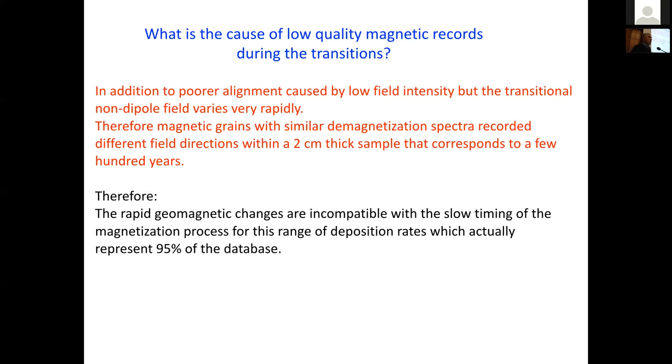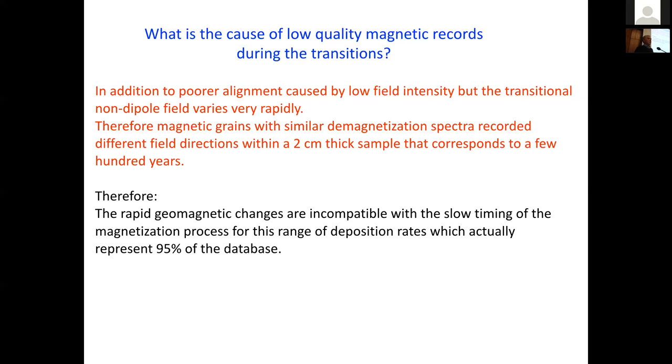So it means, of course, that all records that were obtained with deposition rates lower than 5 centimeters per kiloyear cannot be used and are incompatible. So probably we should not incorporate those in the database.